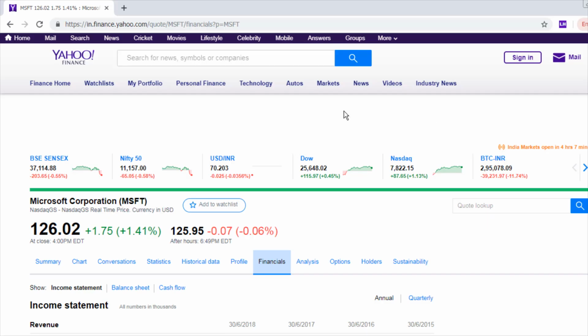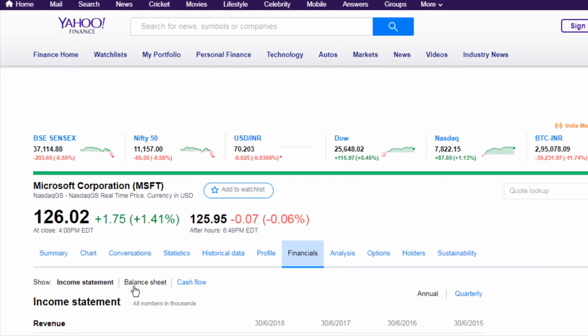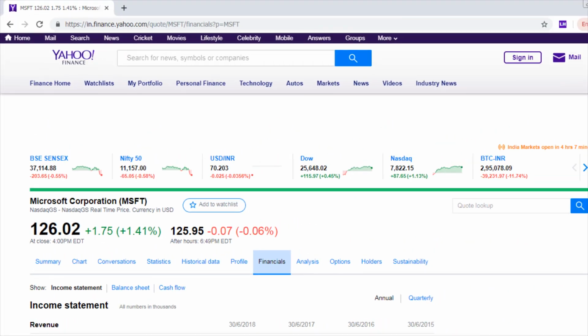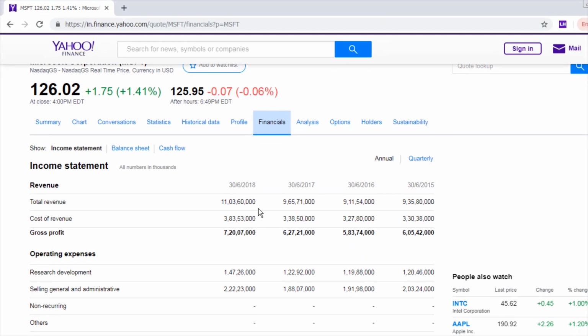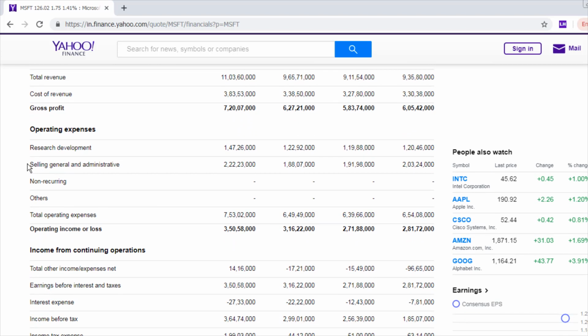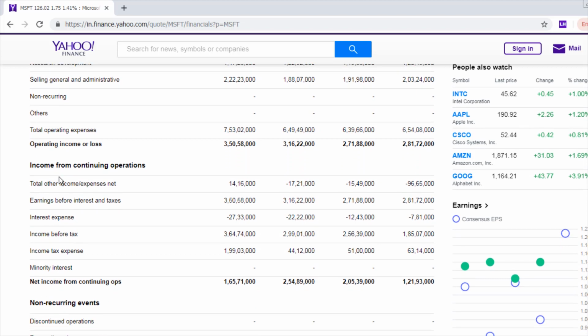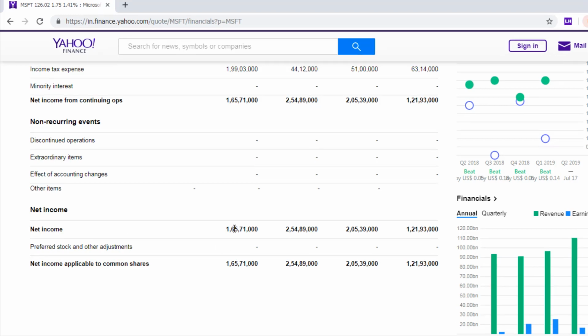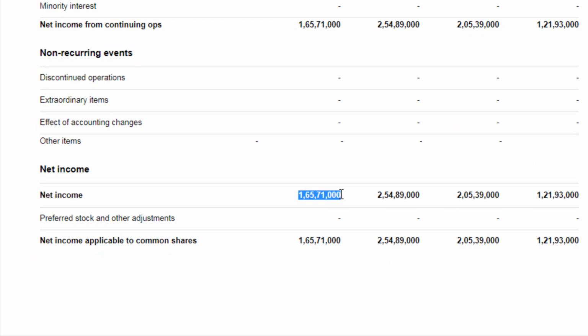If we go to yahoofinance.com and search for Microsoft, we can see the financial statements of Microsoft, where we have got the income statement, balance sheet, and cash flow statement. The income statement tells us what Microsoft has earned, what Microsoft has spent, and finally, what is the net profit or net income which Microsoft has earned in the year 2018. We can see that Microsoft has earned a net profit of $16.5 billion for the year 2018.